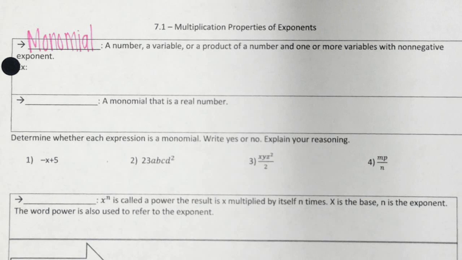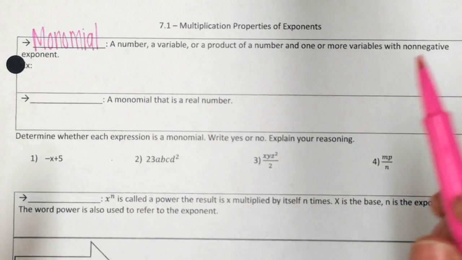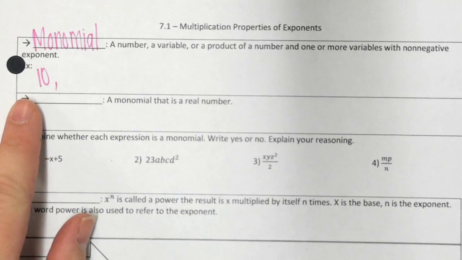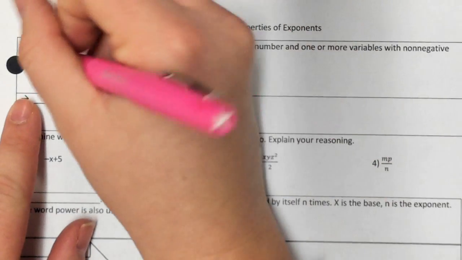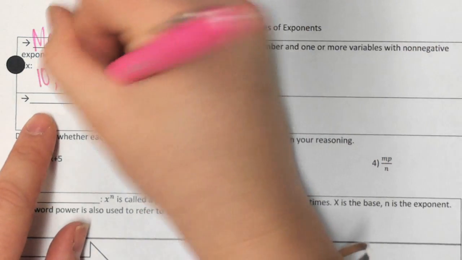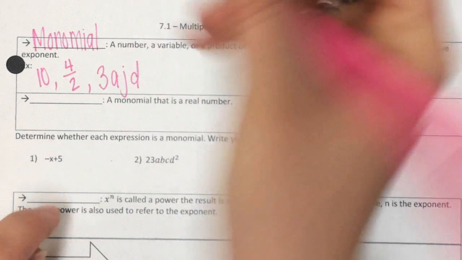What does mono stand for? One. So a monomial is only one number or variable with a non-negative exponent. The best way to describe a monomial is to just give you some examples. So this is an example of a monomial: 10, 4 over 2, which is 2, 3, A, J, D.